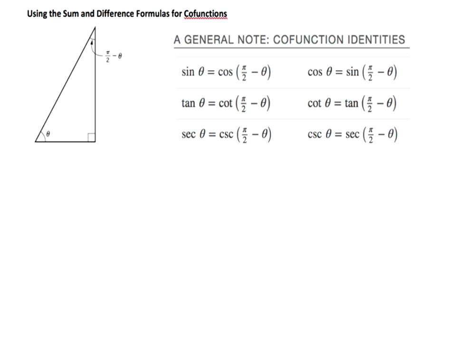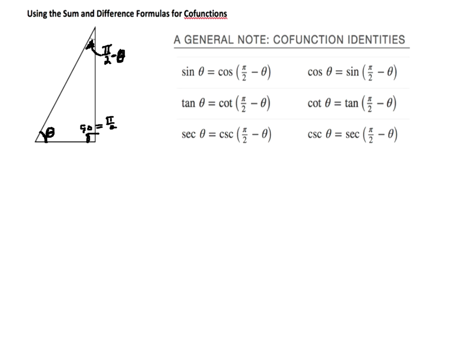Okay, so cofunctions. So we have our right triangle set up over here, and we know that this is 90 degrees. And 90 degrees is the equivalent of pi over 2 radians. So if I call this right here angle theta, I know that the other two angles put together make 90 degrees, so I know that this other angle has to be equal to pi over 2 minus theta. So that's just setting up that relationship of that right triangle there.